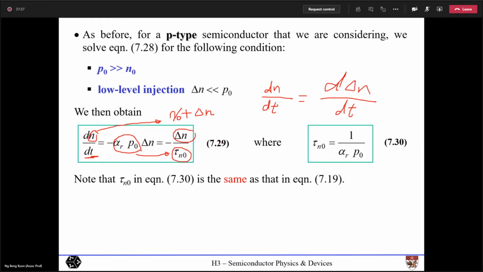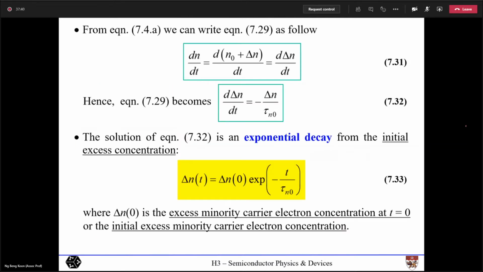So we can write this equation as the derivative of delta n over dt equals minus delta n over tau_n0. This is the first order differential equation in delta n. If you can't visualize this in the variables that you've been using in H2 math, if you write it as dy/dx, then this is like dy/dx equals minus y over tau_n0.